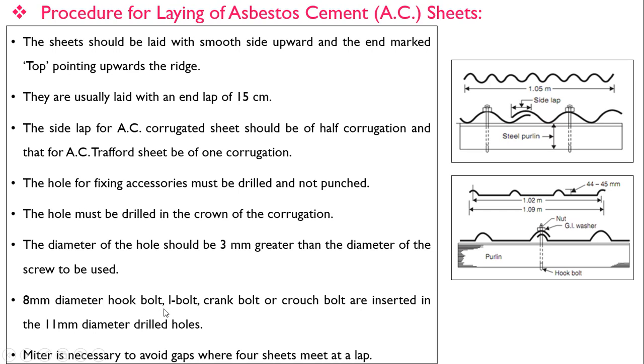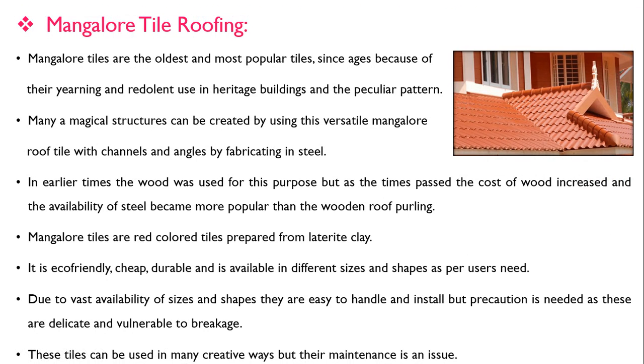An 8 mm diameter hook bolt, eye bolt, crank bolt or couch bolt is inserted in the 11 mm diameter drilled holes. Mitre is necessary to avoid gaps where 4 sheets meet at a lap. Mitre is required when 4 sheets meet at a lap. This is all about fixing of AC sheet to the purlins.